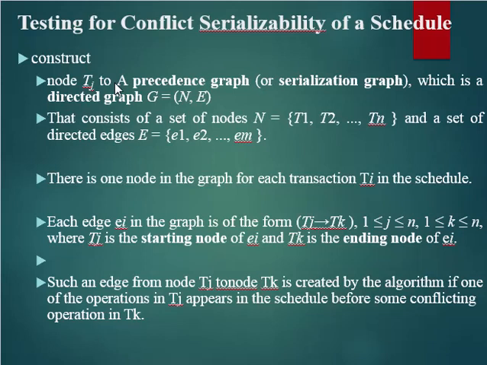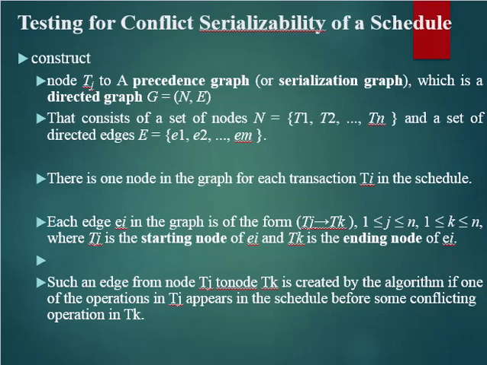There is one node in the graph for each transaction Ti, and each edge in the graph is of the form Tj implies Tk. That is, we draw an edge from Tj to Tk if we first execute Tj and next execute Tk. Such an edge from node Tj to node Tk is created by the algorithm if one of the operations in Tj appears in the schedule before some conflicting operation in Tk. So based on the order of the conflicting operations, we draw the edges.